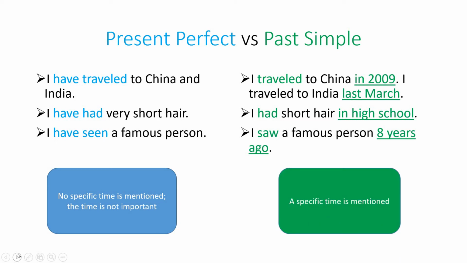When a specific time is mentioned, it is not possible to use the present perfect. You must use the simple past. That is words like last and ago. These are key words that indicate we use simple past, not present perfect.